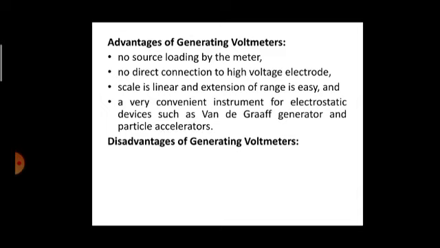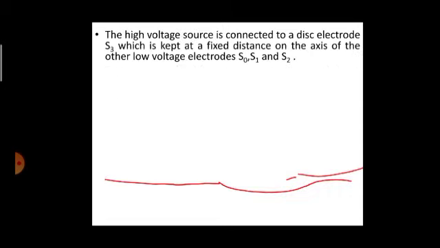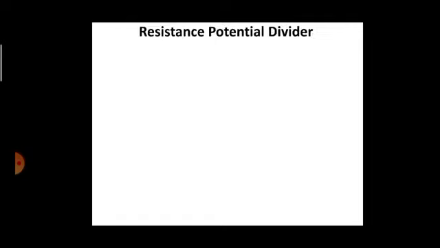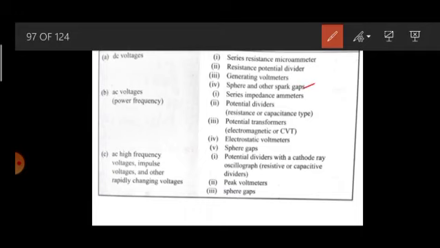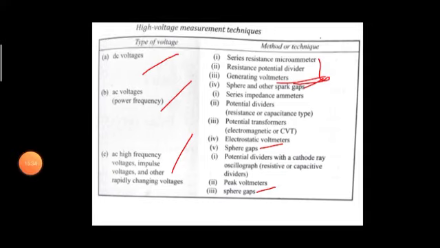The fourth method which I had told you is the use of sphere gaps or some other spark gaps. This method is used for measurement of DC voltages, also measurement of AC voltages with power frequencies, and AC voltages and impulses also. We'll discuss it at once, but for the time being we have discussed these three methods: series resistance micrometer, resistance potential divider, and the generating voltmeters.